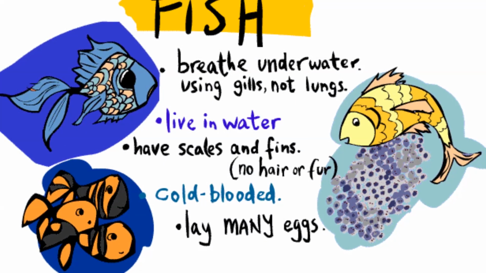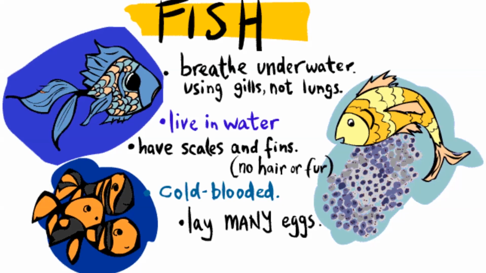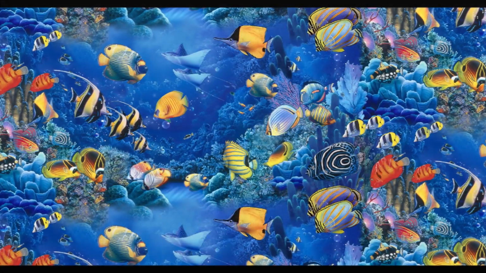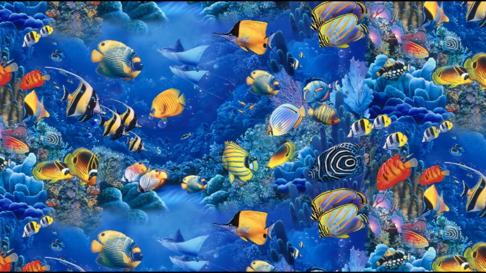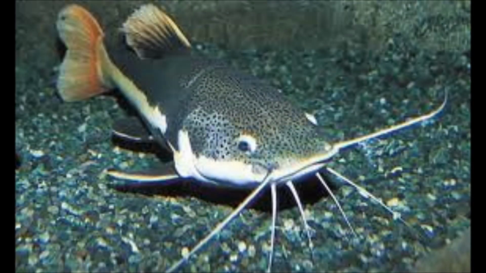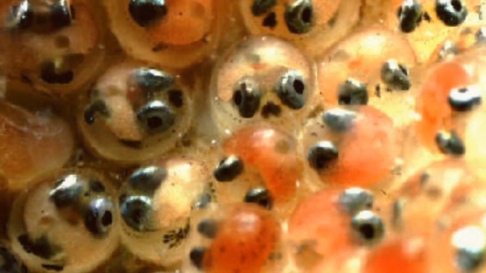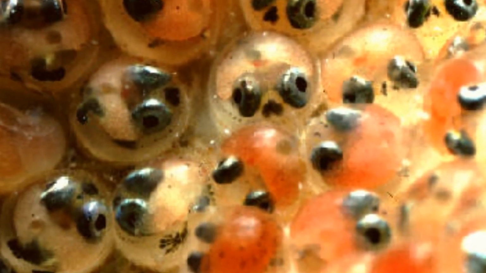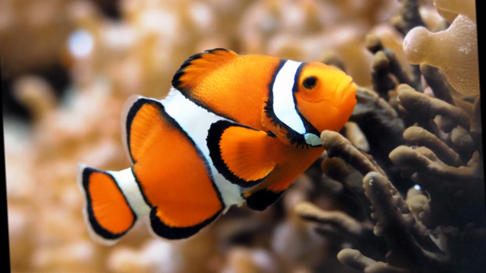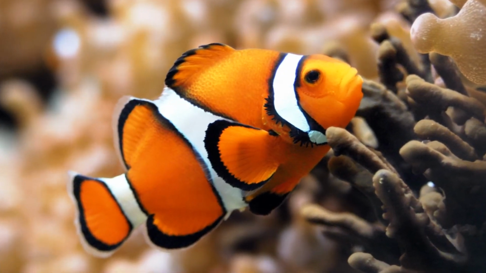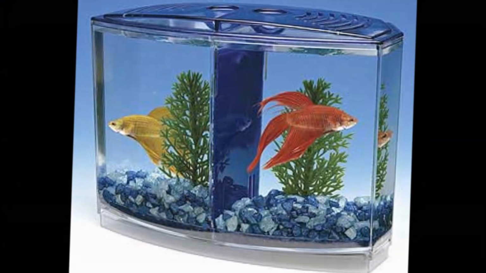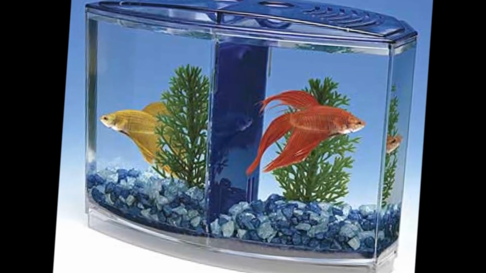Fish live underwater and only breathe underwater, meaning they use gills, not lungs. They have scales and fins, not fur or hair. They are cold-blooded creatures and lay many eggs, sometimes millions at a time. Many fish you will only find in tropical regions, while others you may very likely find in a fish tank in your own home.